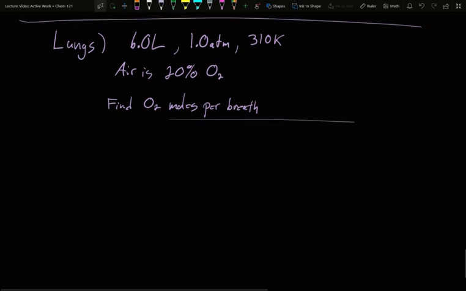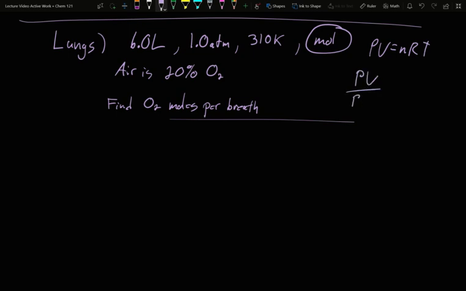All right, if you gave it a shot, well, 20% of the moles are oxygen, which means if I know the moles, I just have to solve what 20% of it is. So what I need is the moles that we breathe in with one breath. And so I need moles on its own. PV equals nRT. It's going to be pressure times volume over RT is equal to n. I have to divide the RT on both sides.